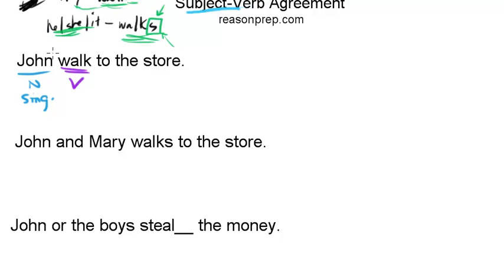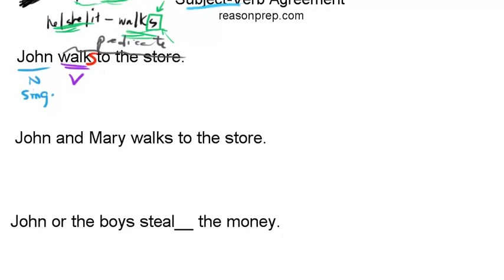This whole thing is called the predicate. You don't exactly need to know that, but just to mention it. And this is the verb, a part of the predicate. Now, John walk. John is singular, so we need a singular verb. Is this singular? No. Just like I mentioned above, it's got to be he, she, it, or John, or whatever, walks. So we're going to change this to John walks to the store.